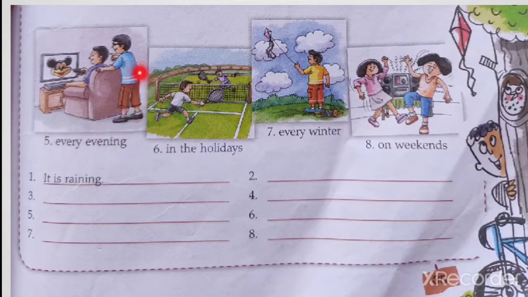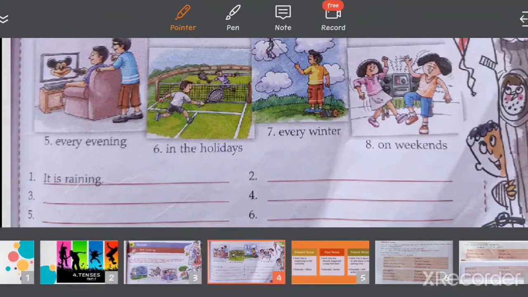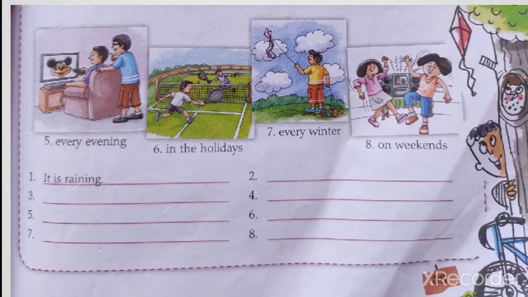Now look at this 5th one. Once again, "every evening". So here, once again, every evening is showing simple present tense. The action which happens every evening. So we can say that here look at 2 persons there. One boy, one man. So that's why we can use the pronoun "they" instead of "he". So they watch television every evening. Or you can say just they watch television.